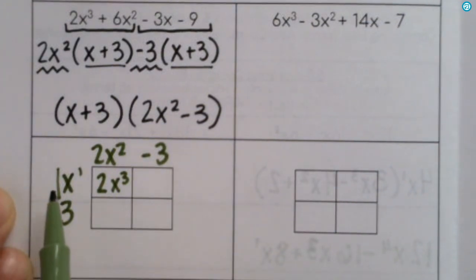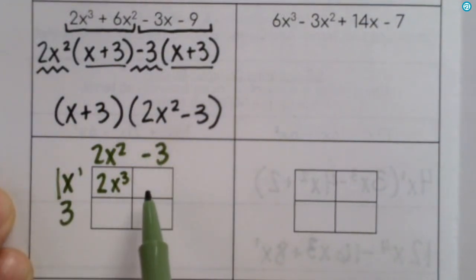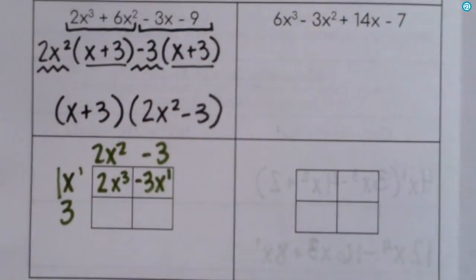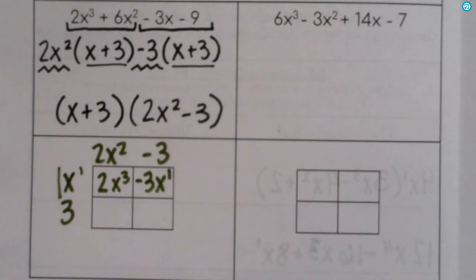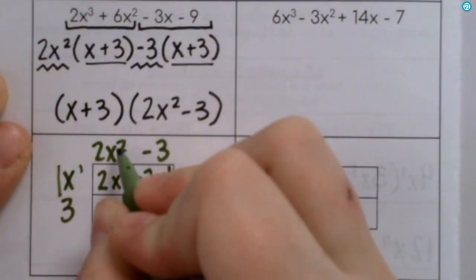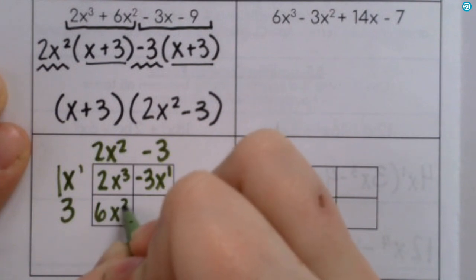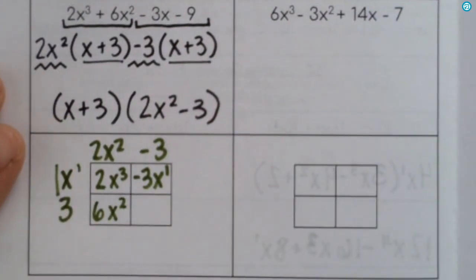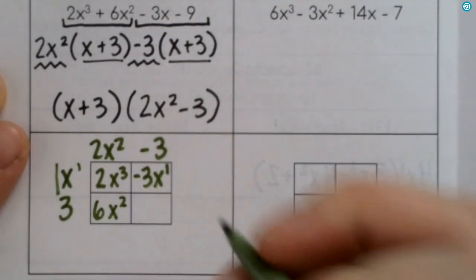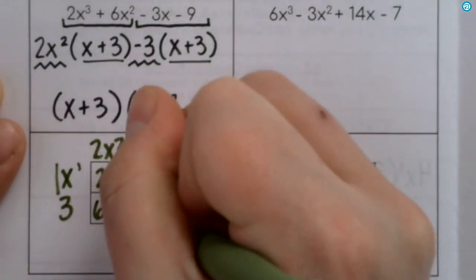Then I've got 1x to the first times negative 3. That's just going to be negative 3x to the first in this top right-hand box. Bottom left-hand box, 3 times 2 is 6. So that's 6. And then x squared just comes down to be 6x squared. And then 3 times negative 3 is negative 9.